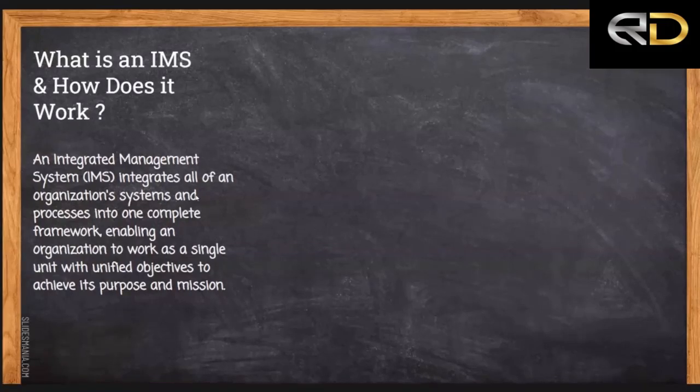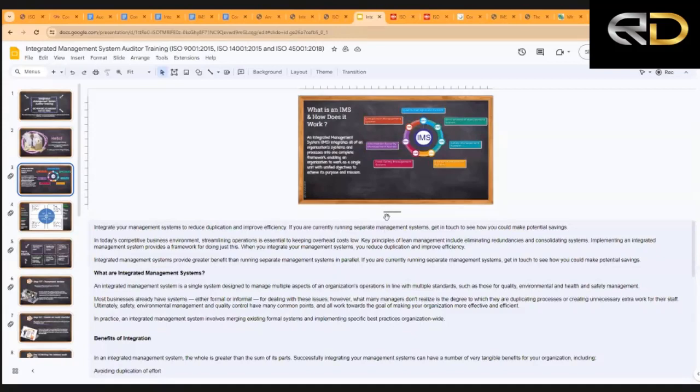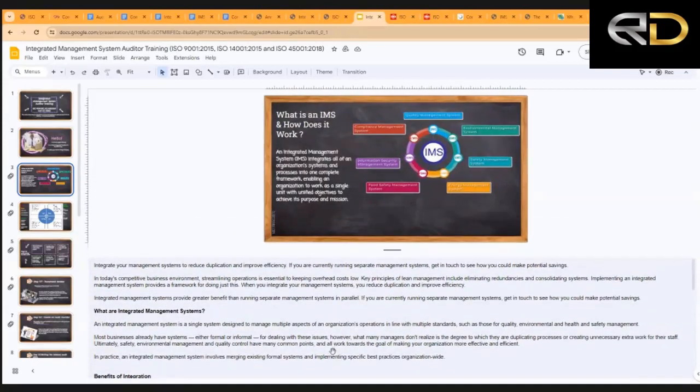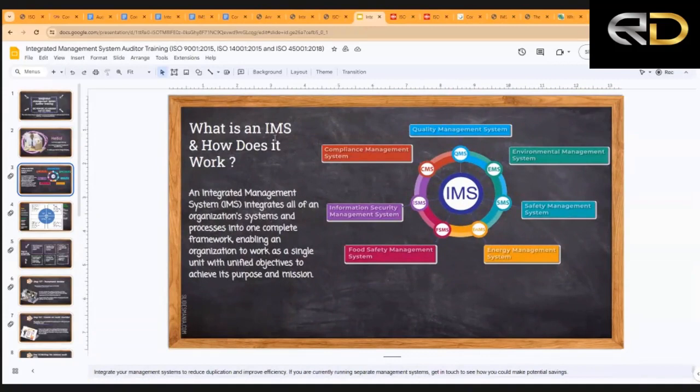So an integrated management system, according to the definition, integrates all of an organization's systems and processes into one complete framework to enable you to work as a single unit with unified objectives to achieve your purpose and mission. So what exactly does that mean? Let us now break down this definition so that you can really understand what an integrated management system is.